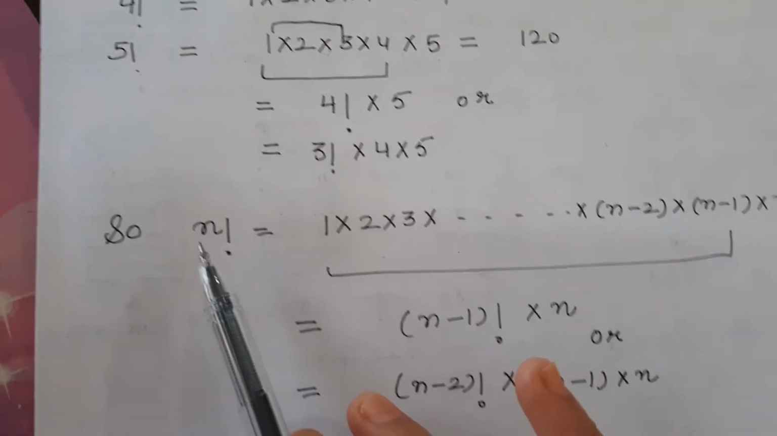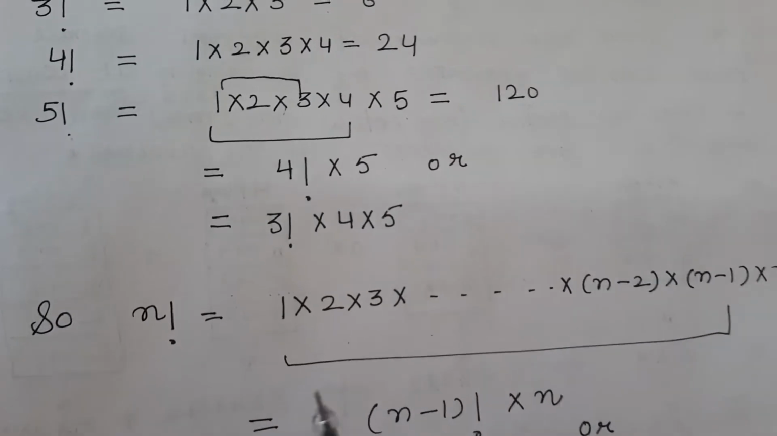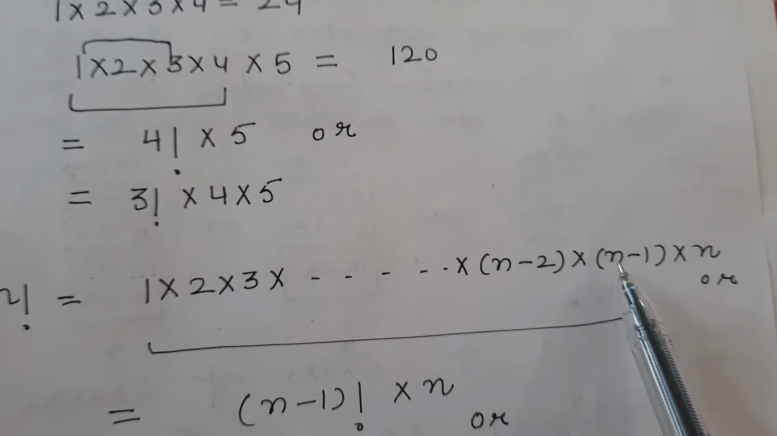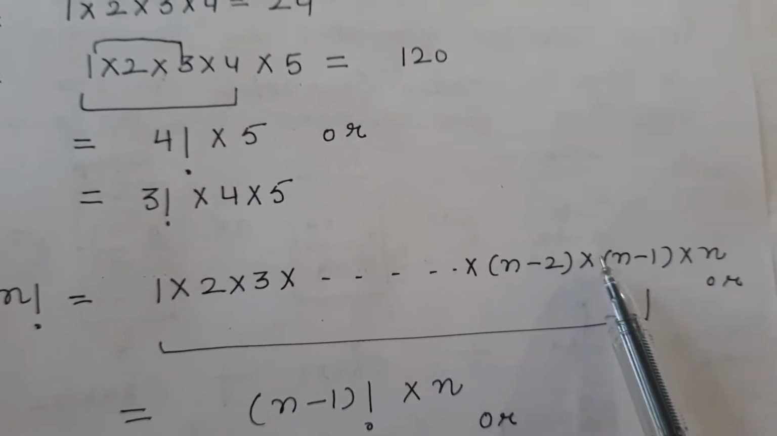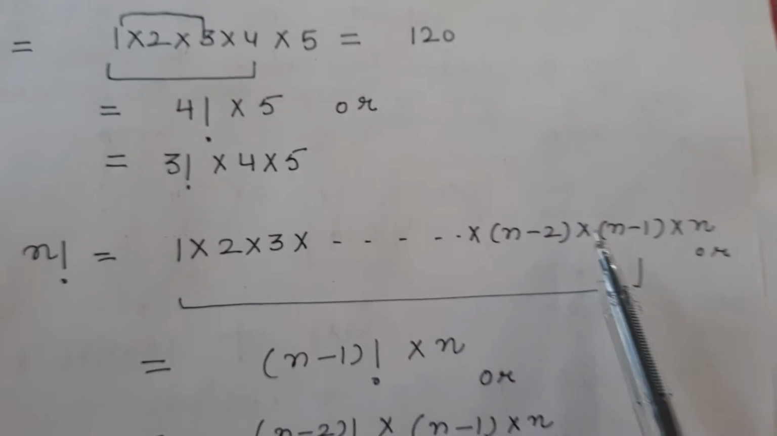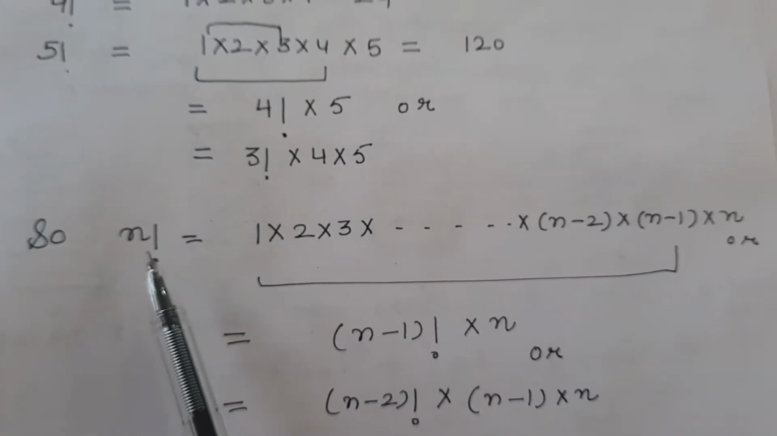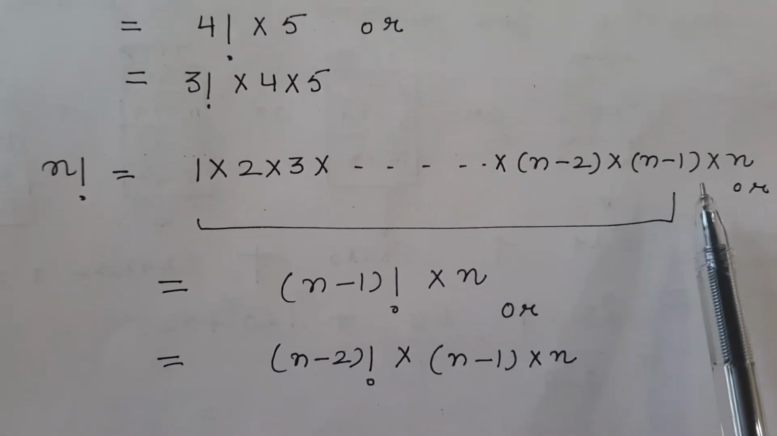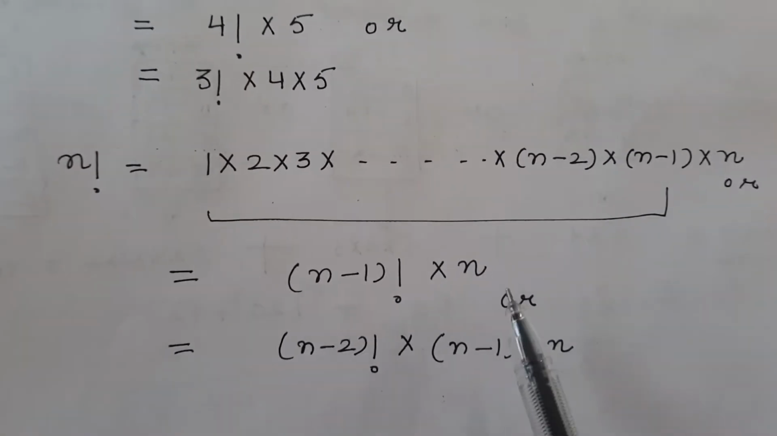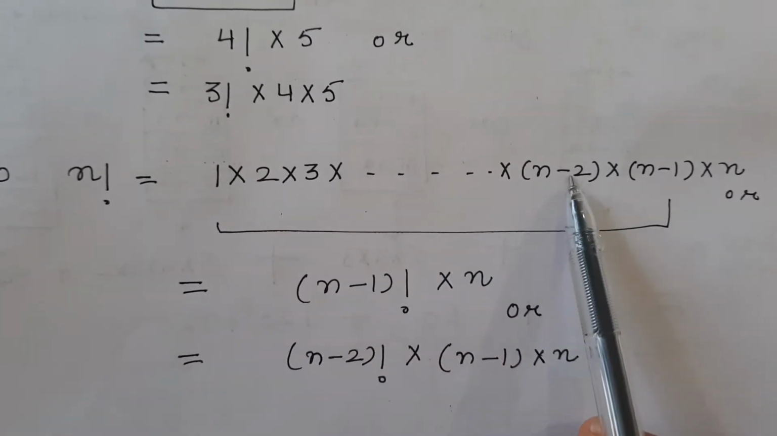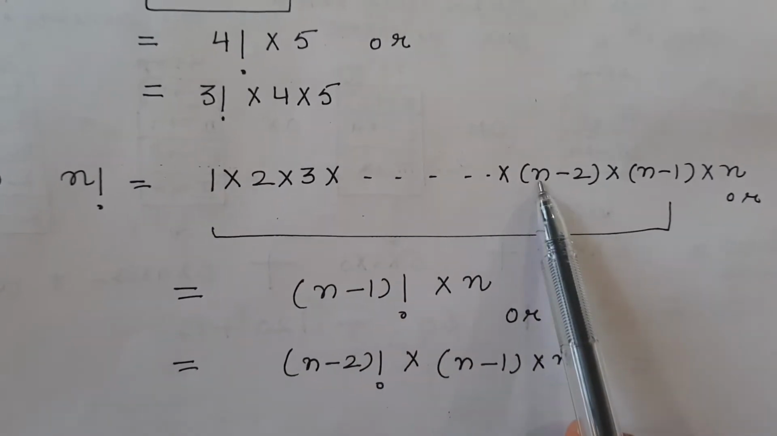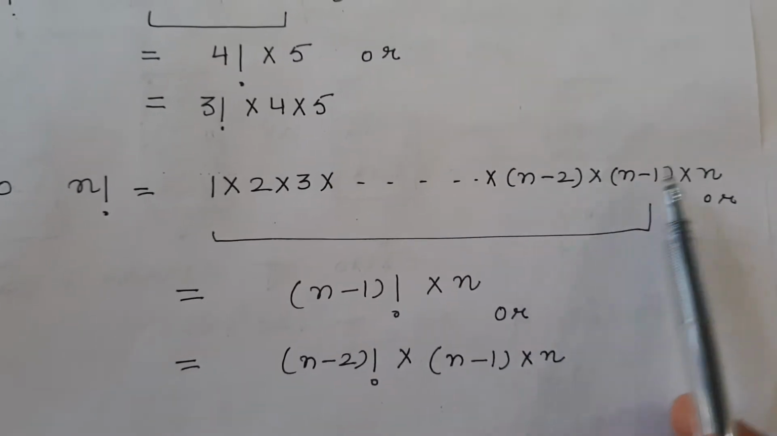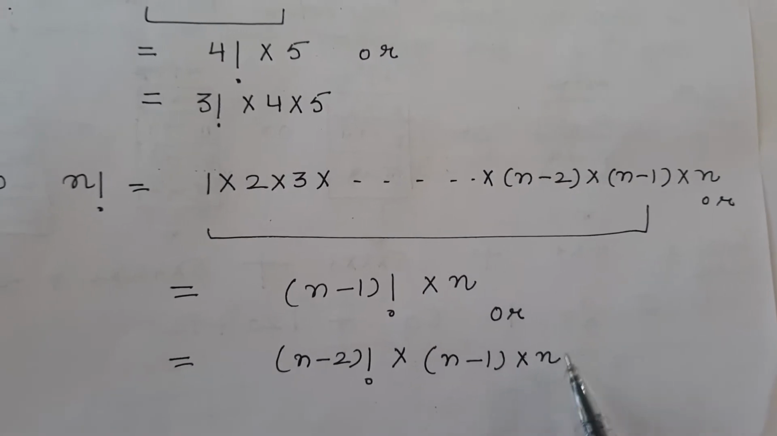In general, n factorial is 1 into 2 into 3 up to so on, the last term is n. Before n we have n minus 1, and multiplied with the previous term n minus 2. So you can also split n factorial as n minus 1 factorial multiplied with n. Or up to here, it represents the product of first n minus 2 natural numbers, so this is n minus 2 factorial into n minus 1 into n.